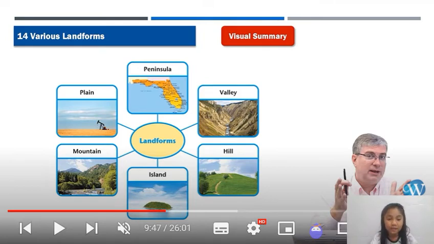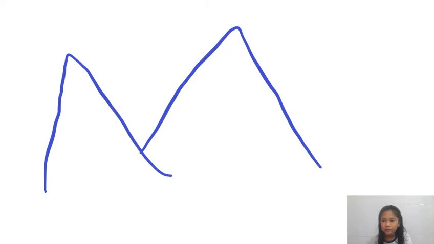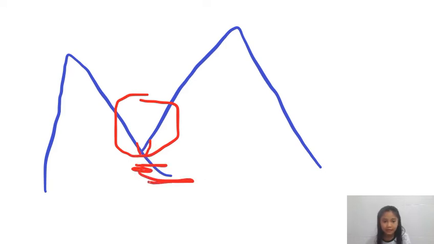Our next word here is valley. Valley, if you see those mountains, right? Those mountains, like these, and then these. But if you look there, this red part here is the valley. This is the land where those mountains meet at the bottom, right? On the land. Well, this is a valley.